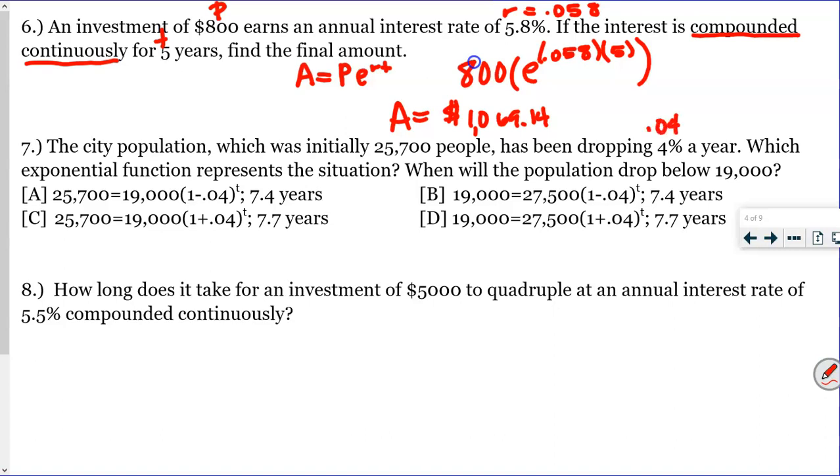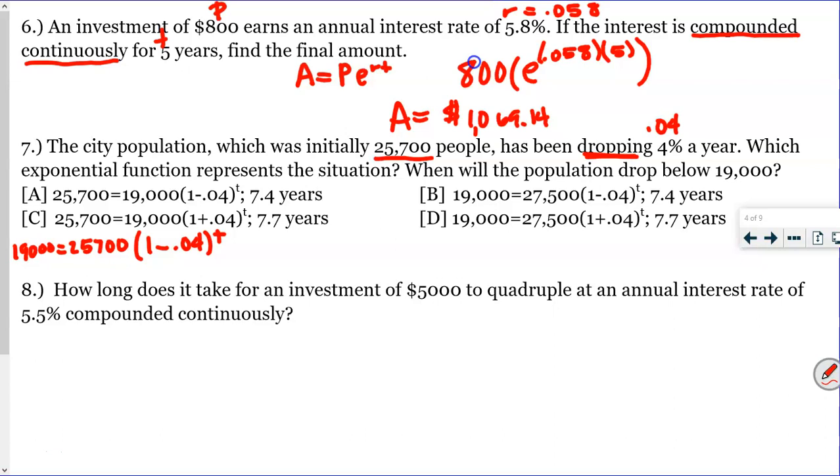The next one says the city population, which was initially 25,700 people, has been dropping 4% a year. Remember, this can be our 0.04. Which exponential function represents the situation? Will the population drop below 1,900? On this one, we are going to take our initial amount, 25,700, and multiply that times 1 minus 0.04, because it says the population is dropping, to the t power. And isn't that going to be equal to 1,900? Let me clear up that equal sign so y'all can see it better, because that's what our ending amount is going to be. So that's what our formula is going to be.